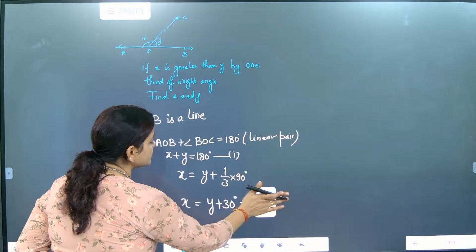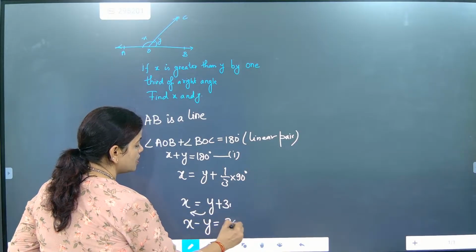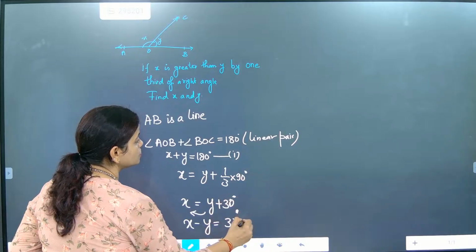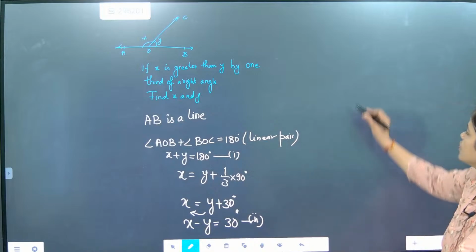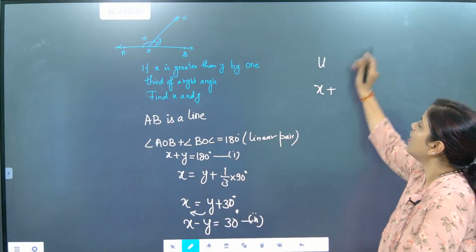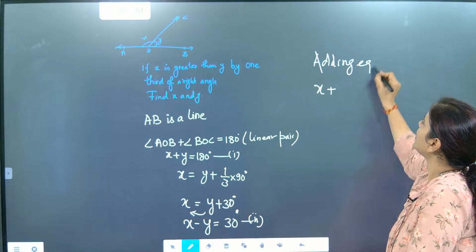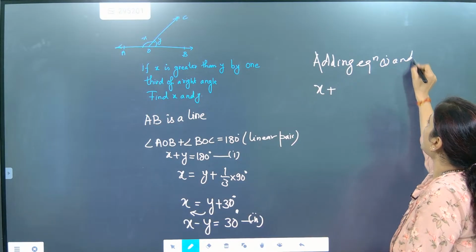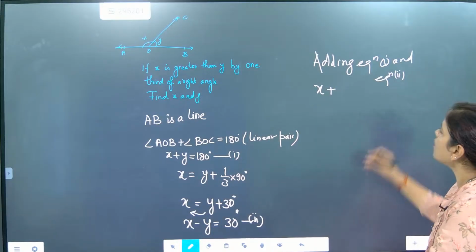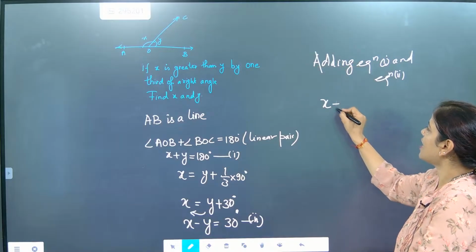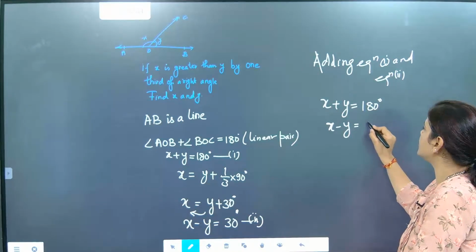Understood? Now shift this to this side. So x minus y is equal to 30 degree. This is equation 2. Now shall we add them together? Adding equation 1 and equation 2, we get x plus y is equal to 180 degree, and x minus y is equal to 30 degree.